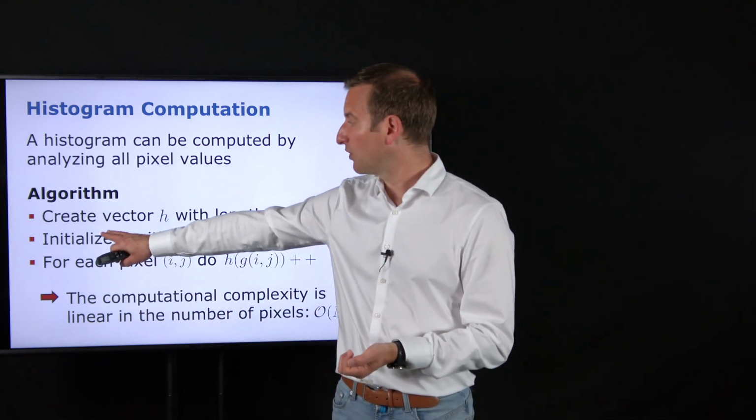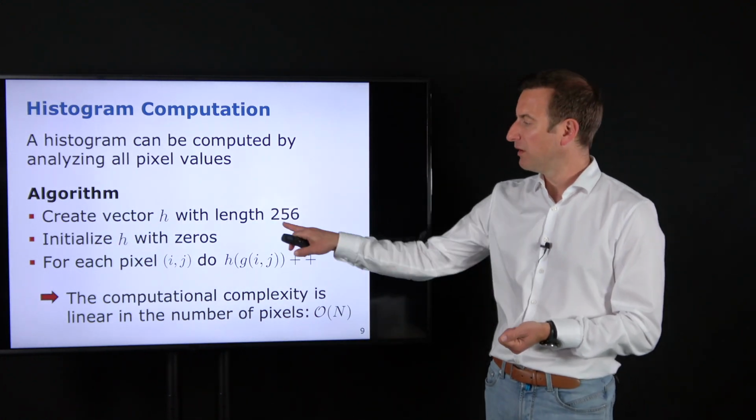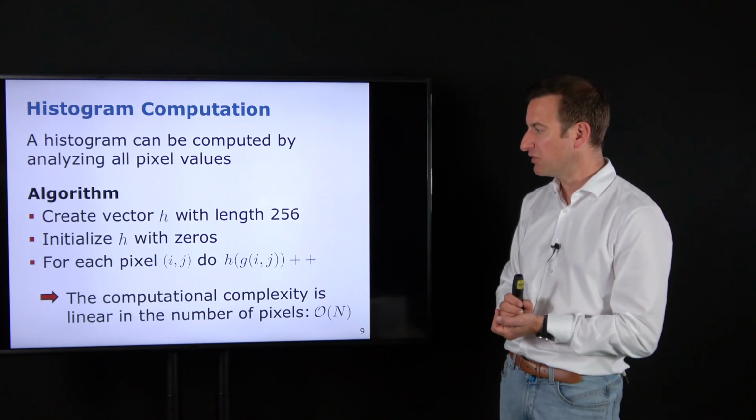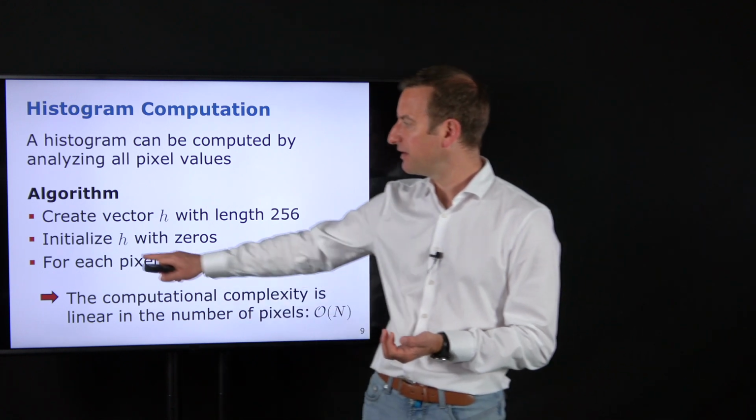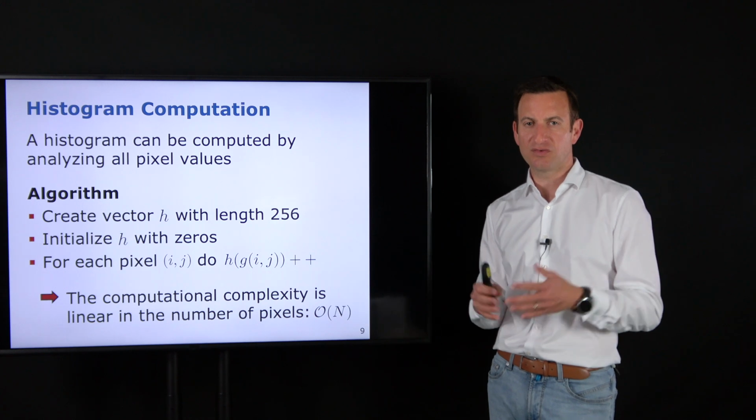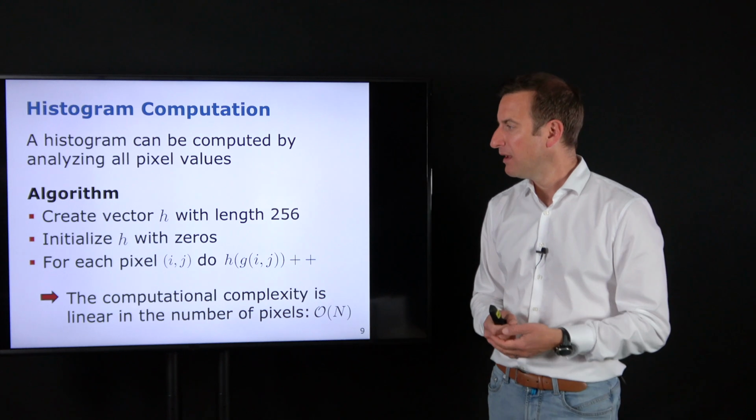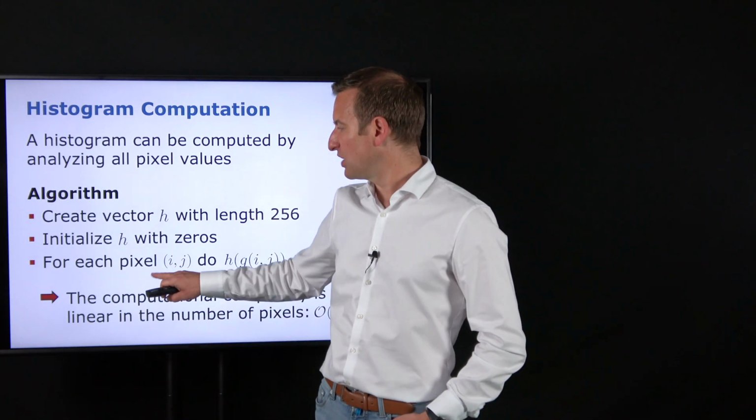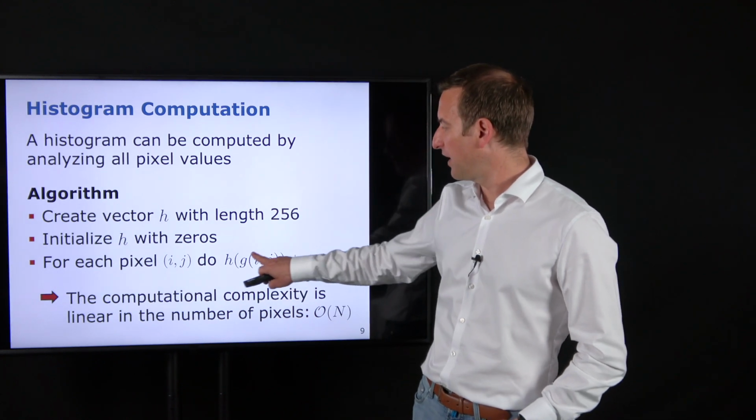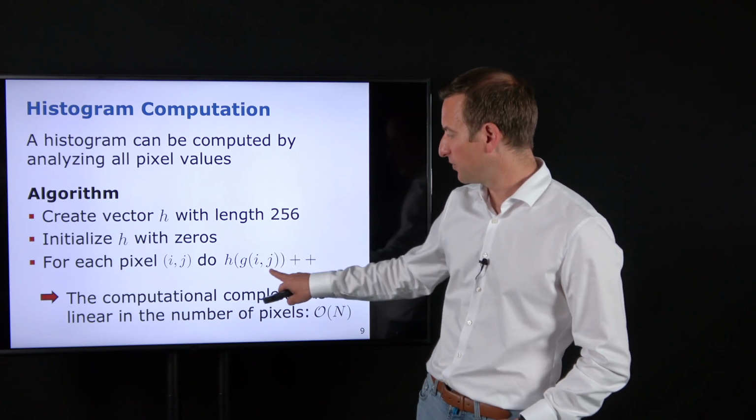So how do we do this? We create a vector or an array h with length 256. So these are the bins, the number of possible intensity values that I need to store. And then I initialize this vector with all zeros, so it contains no counts. This is how I start, basically an empty histogram. And then for each pixel ij, I'm iterating over them, I take out the grayscale value of this pixel ij. So this is gij. This was my image function.